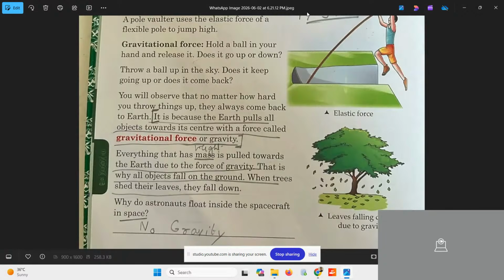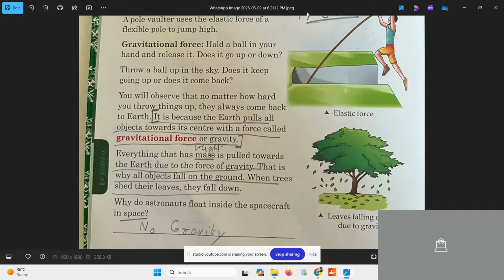Then there was an apple. Yes, Newton. You know about Newton, that's good. The apple fell on his head. He said, why did that apple come down? Why didn't it go up? Then he realized that there must be some force pulling that apple towards him. That is called what? Gravitational force.